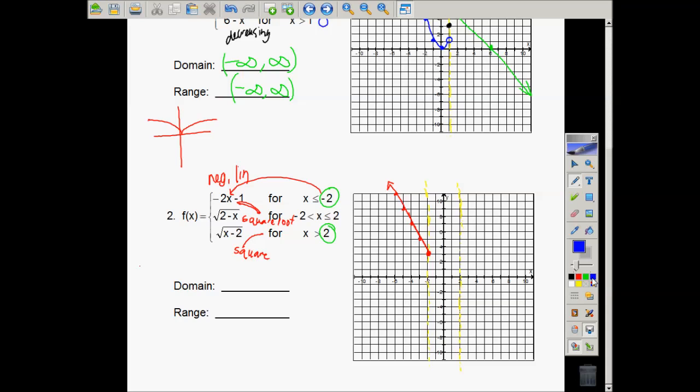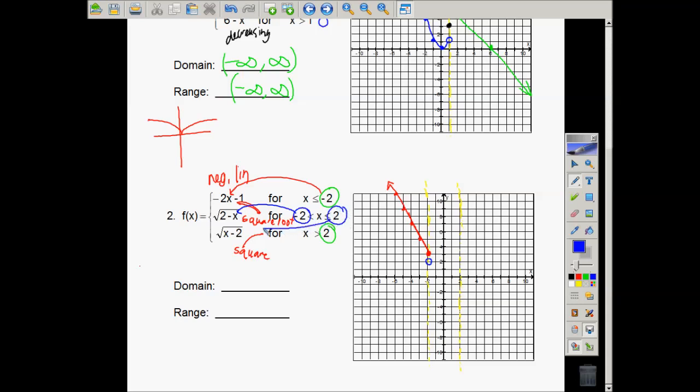So now I'm going to the square root function. The first thing I'm going to plug in is negative 2. 2 minus negative 2 is? 4. Square root of 4 is? 2. So at negative 2 I go to 2. Am I open or closed there? Open, because right here, does this one have a bar underneath? No. So I'm open.